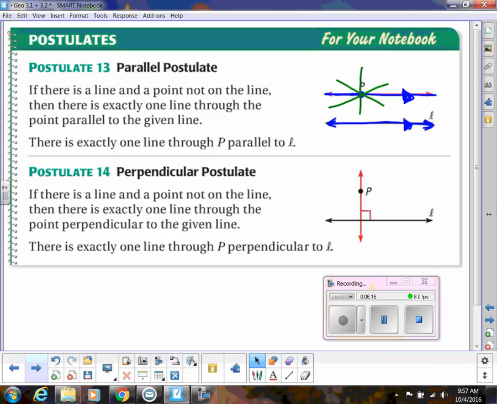And then the same thing for perpendicular. There's a perpendicular postulate. If I have this line L and a point P, then there's exactly one line that I can draw through that point that would be perpendicular. Any other line that I draw through that won't intersect line L at 90 degrees.